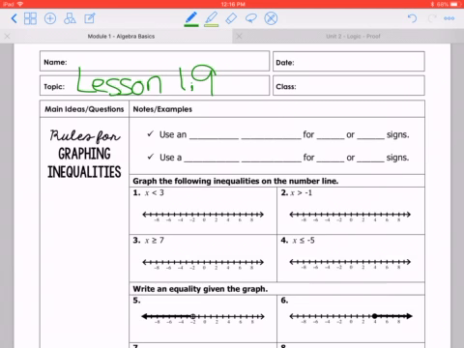So there's a couple rules that you need to remember. All right, so we're going to jump right in. The first rule is we're going to use an open circle. Okay, so an open circle, so not filled in, and that is if we have a less than or a greater than sign. So just a less than or greater than sign by itself. We're going to use a closed circle, so closed means filled in. That's if we have a less than or equal to, greater than or equal to sign, okay?